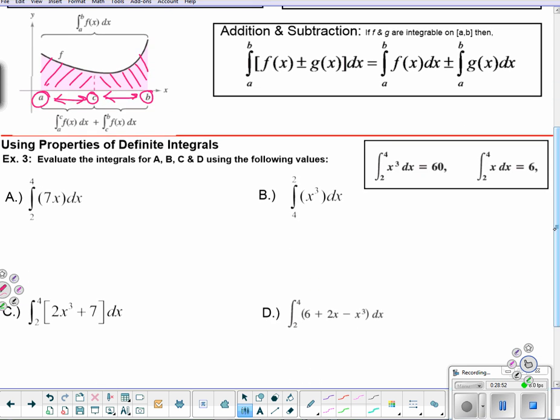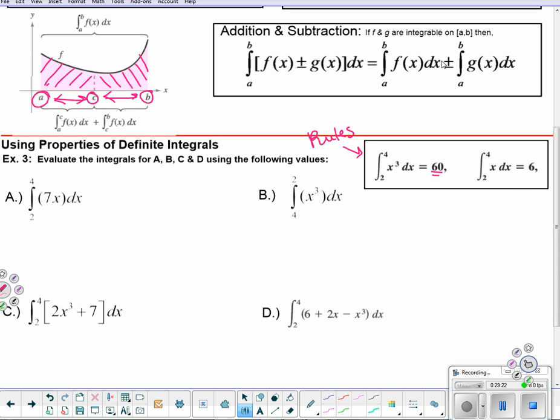We can either add or subtract separate integrals. So we are given some rules of the game here. The integral from 2 to 4 of x cubed turns out to have a value of 60, and from 2 to 4 of just x, the linear function x, has a value of 6. So they gave you the definite integrals' values.